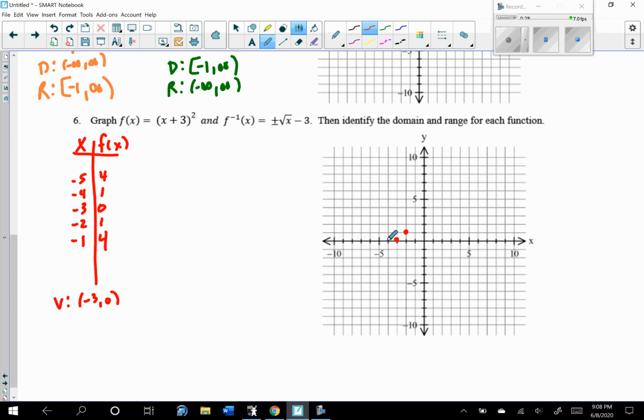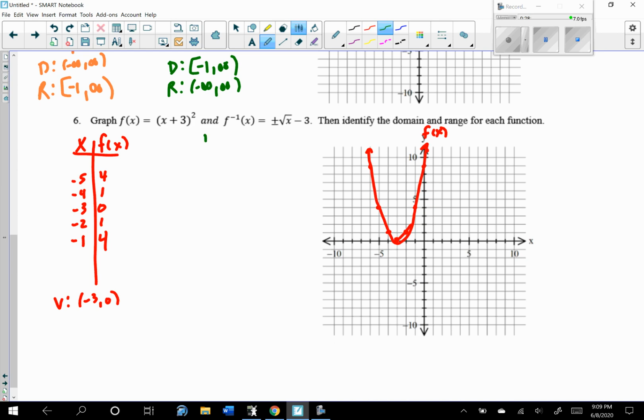Then we have this point as well. And -1, 4. So that means this point is also there. If I were to pick another point, I would have 0 and 9 if you wanted to be a little bit more accurate. And so that, oops, gives me my graph. Sorry to kind of mess up the little U shape right there.